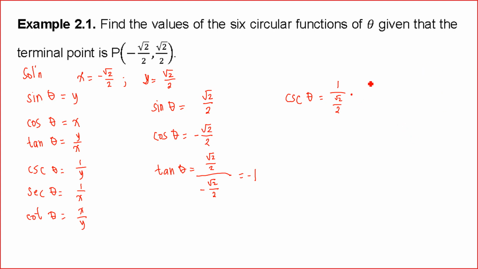Since we have 1 over square root of 2 over 2 here, we're just going to take the reciprocal of this one to make this 1. The reciprocal is what we will use instead.